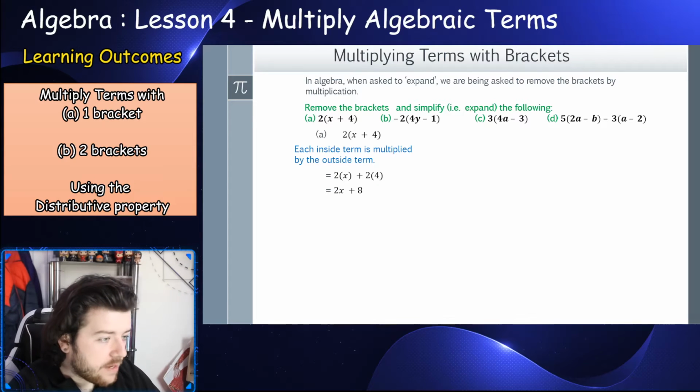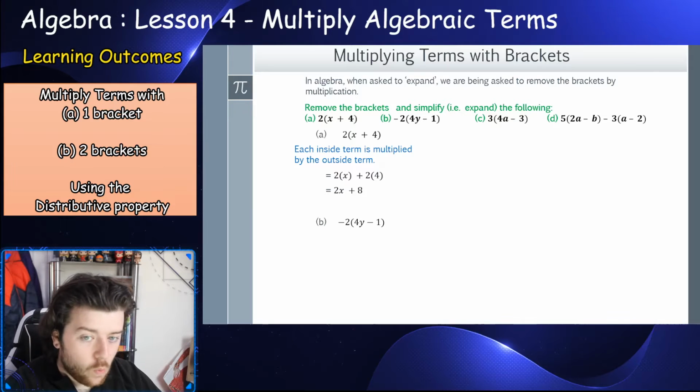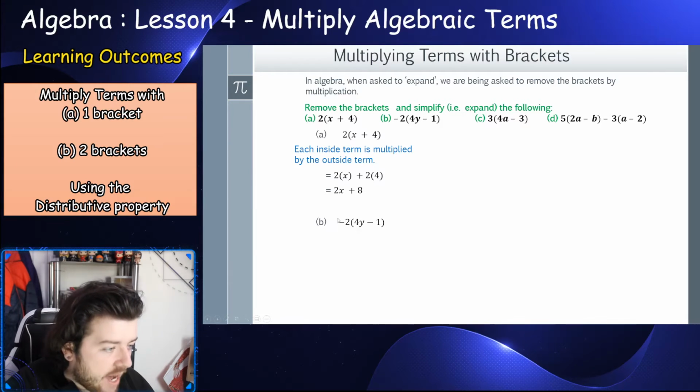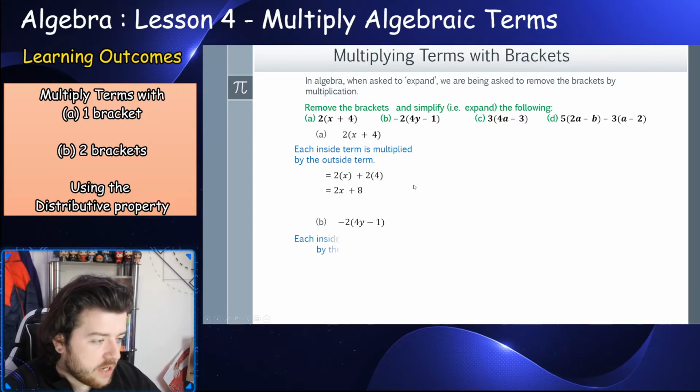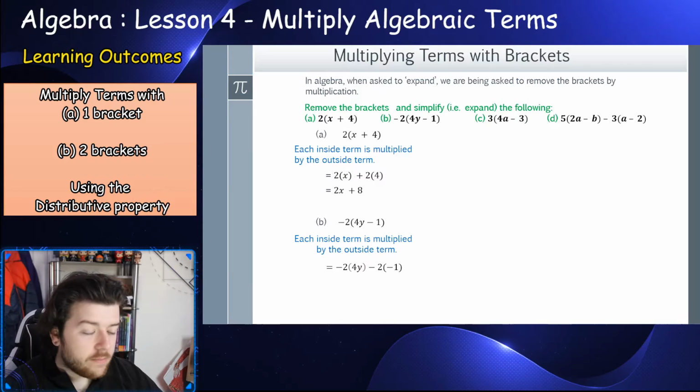Right, here's another example here. So minus 2 bracket 4y minus 1. Well, I get that minus 2, and now I multiply each term inside my bracket by minus 2. So it'll be minus 2 times 4y, minus 2 times minus 1.